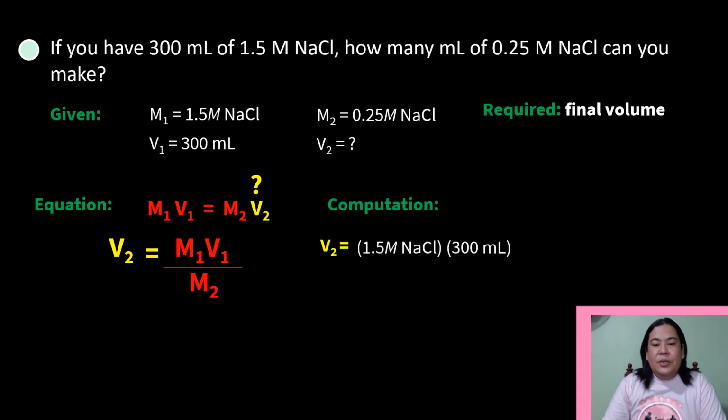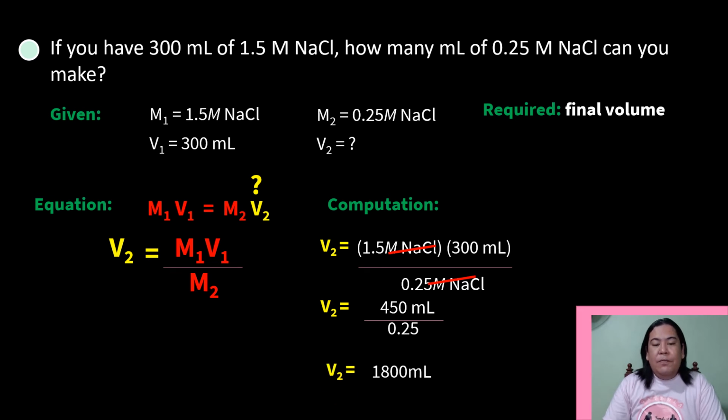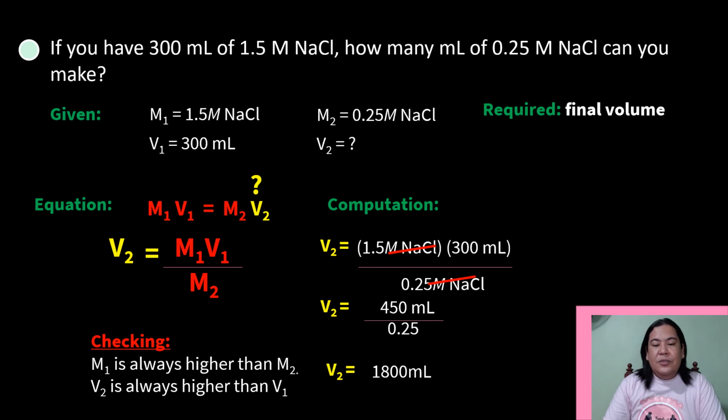Okay, for your computation, V sub 2 is equal to 1.5 molar multiplied by 300 ml, that is your M1 and V1, divided by M2, what is your M2, that is 0.25 molar, and then cancel the unit of molarity. Then follow the MDAS rule. You multiply first before you divide. And then 1.5 times 300, you will get 450 ml divided by 0.25. And then your final volume will be 1,800 ml.